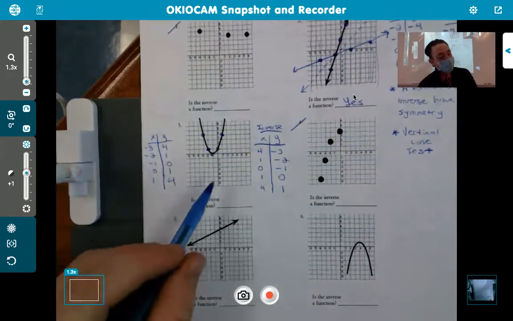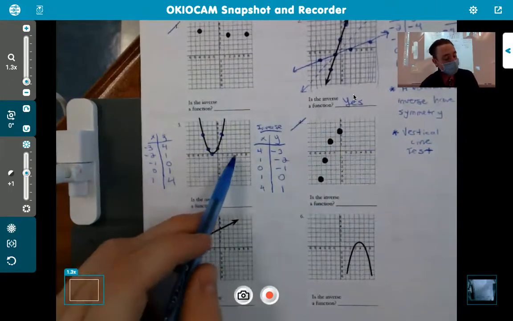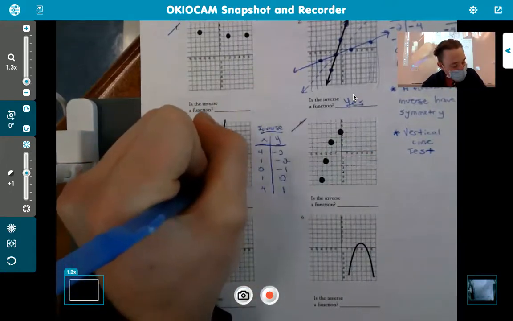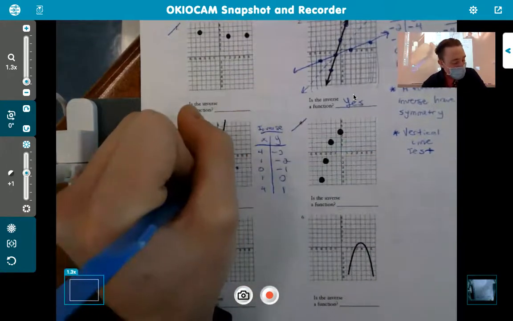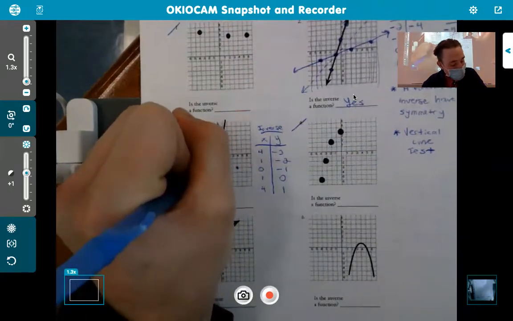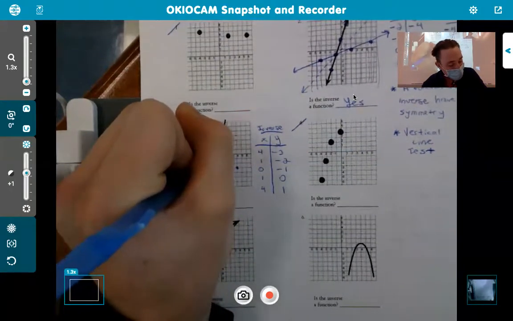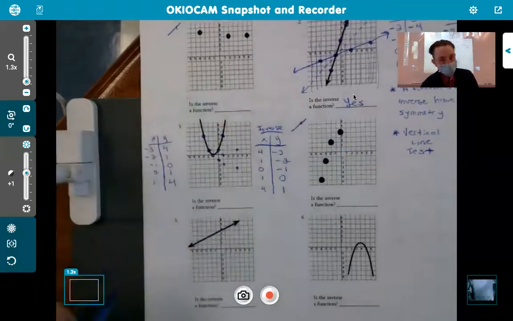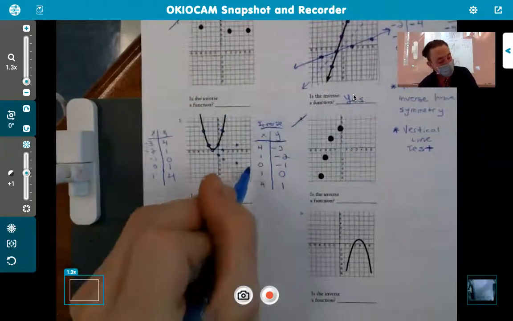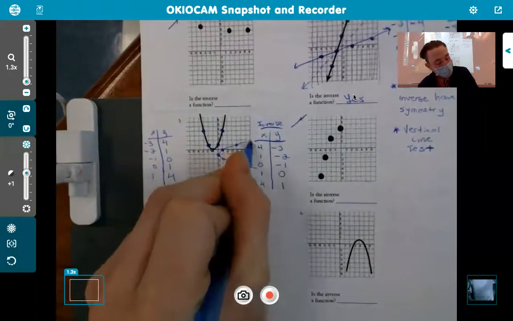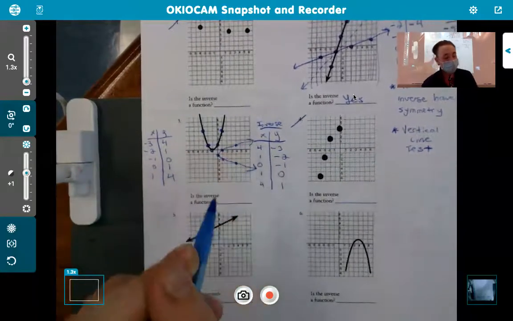Okay. So now I'm going to go through and plot those points. So I'm at 4, -3, 1, -2, 0, -1, 1, 0, and then 4, 1. And this would be the graph of my inverse.